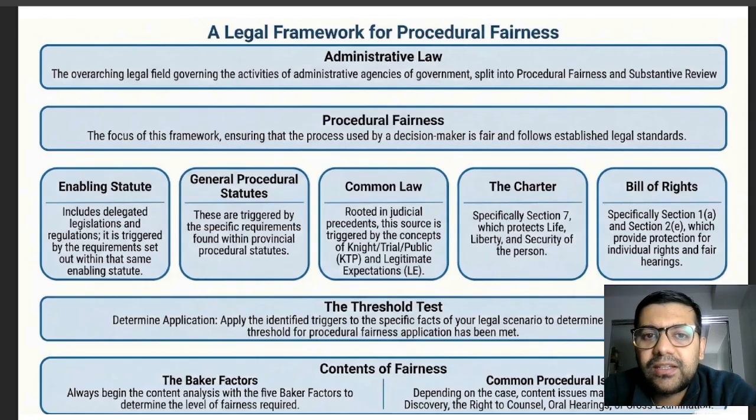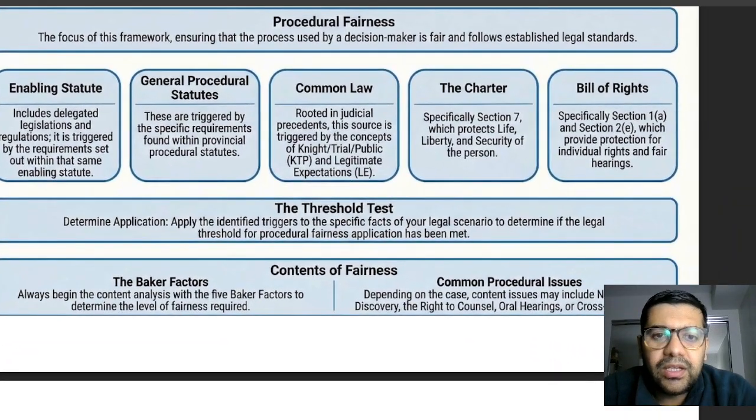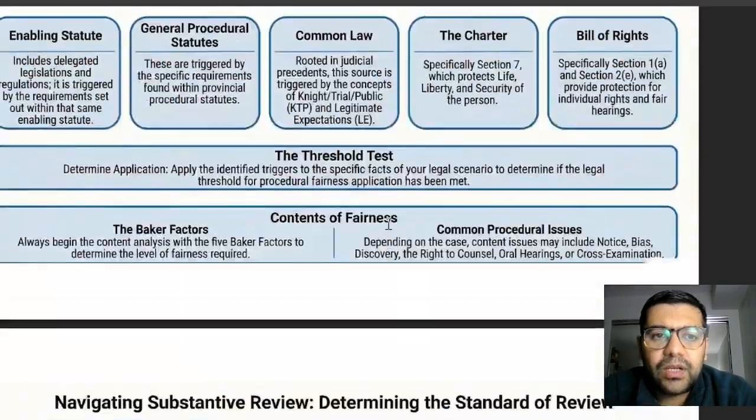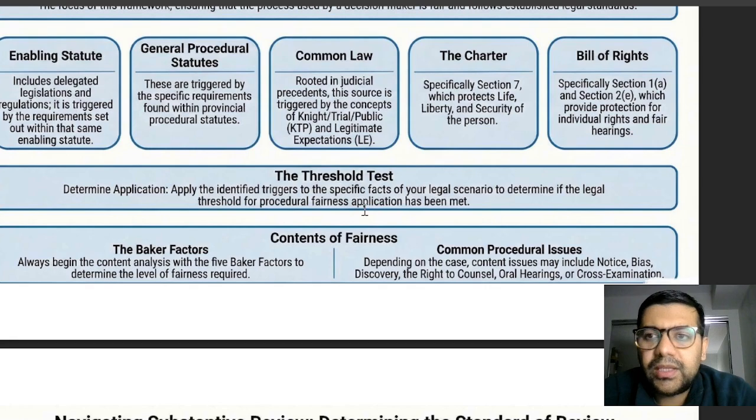The very first thing is, now we'll talk about the common law, the threshold test, right? Determine application. Apply the identified triggers to the specific facts of your legal scenarios to determine if the legal threshold for procedural fairness has been met. And this threshold is here. I'll show you in the presentation below what that threshold is.